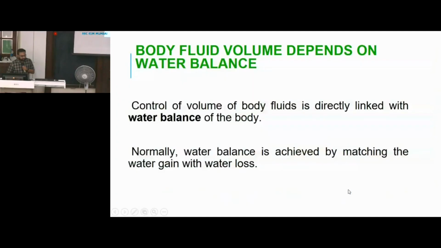Okay, so water balance, control of the body fluid volume will be dependent or linked with the water balance of the body. So what do you mean by water balance in general? Salt and fluid balance. Generally includes? Okay, so balance means what? Balance means? Okay, correct proportion. Okay, so it might be positive balance, it might be negative balance.